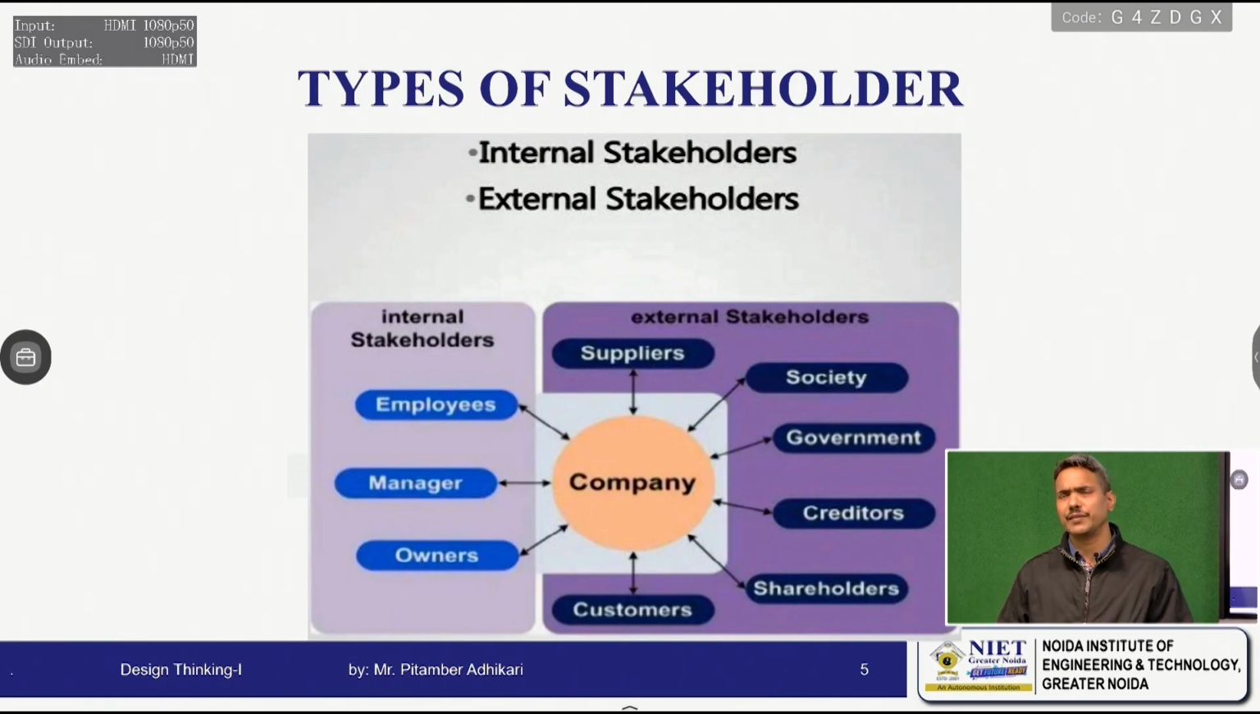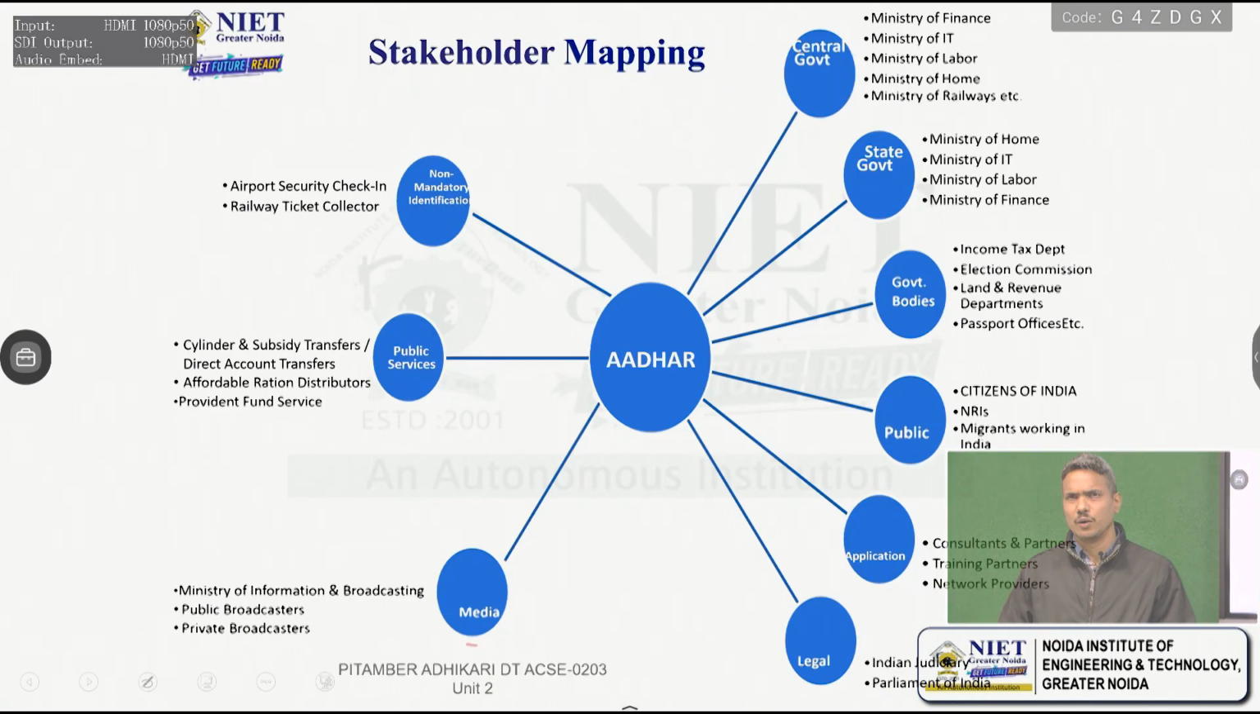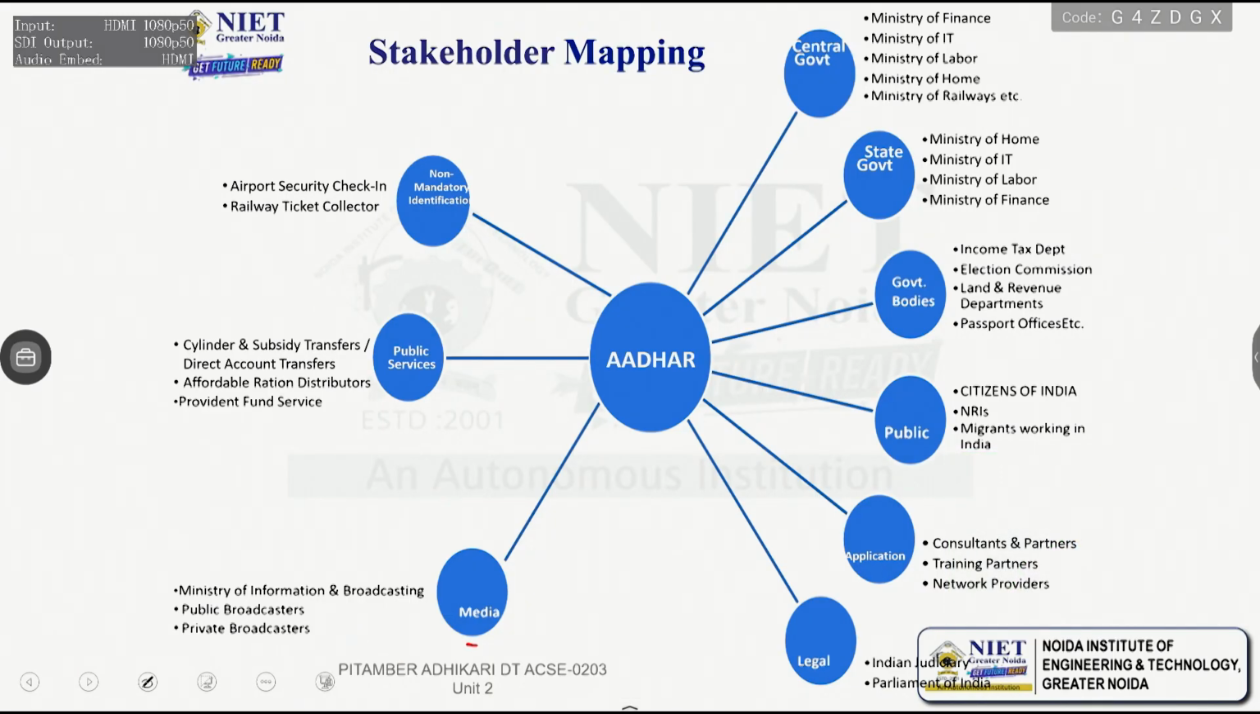So I think here we have a very good idea regarding stakeholders and the types of stakeholders, the difference between internal and external stakeholders. Now we have an example that is related to Aadhaar, and what is the problem for us? We have to do the stakeholder mapping of Aadhaar. So this is the problem statement. How are we going to solve this problem statement?